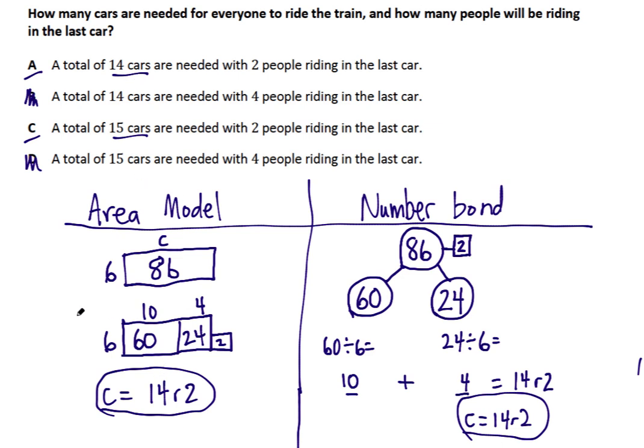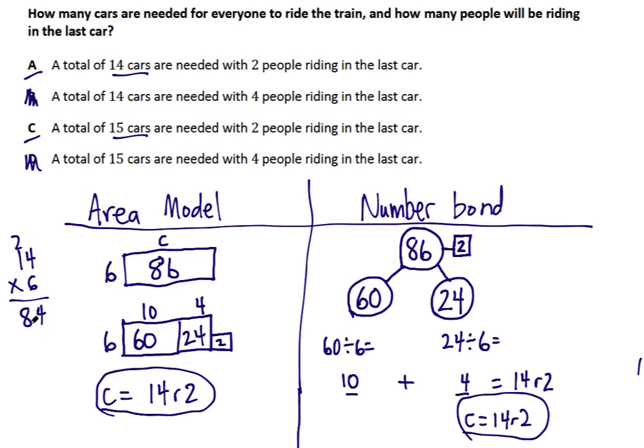Think about that. And you can always check your work by taking 14, that was my quotient, my answer, and multiplying it by 6. And notice 6 times 4 is 24. 6 times 1 plus 2 is 84. I only get 84 people if I only have 14 cars. So I'm going to let you decide what the answer is. Is it going to be A or is it going to be C? Think about that when we go back and check our work.